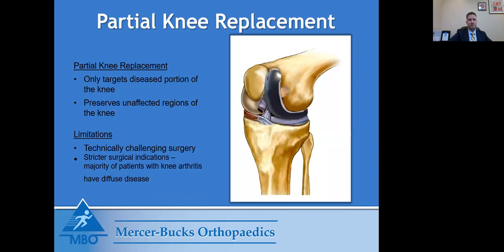So some of the benefits: only targets the diseased area, preserves unaffected regions of the knee. Limitations: it's actually a little bit harder to do than a total knee replacement. We have the stricter indications, and so the majority of the patients would still have arthritis elsewhere in the knee. And potential long-term outcomes, there is the concern of developing arthritis elsewhere in the knee.